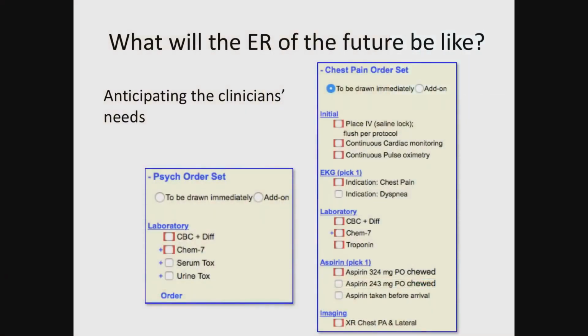So for example, if you think that this patient might be coming in for a psychiatric condition, or maybe you recognize that the patient came in and at triage was complaining of chest pain, then there might be a psych order set, which includes laboratory test results that are relevant for psychiatric patients, or a chest pain order set, which includes both laboratory tests and interventions like aspirin that might be suggested.